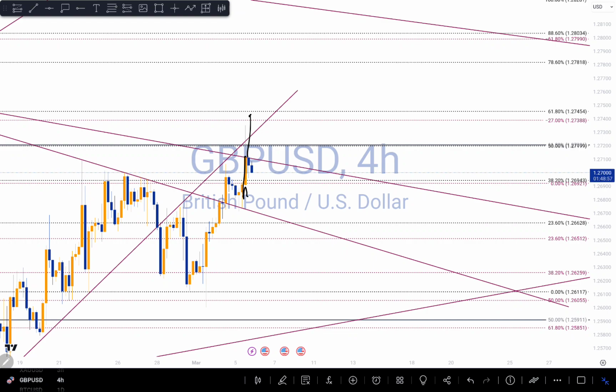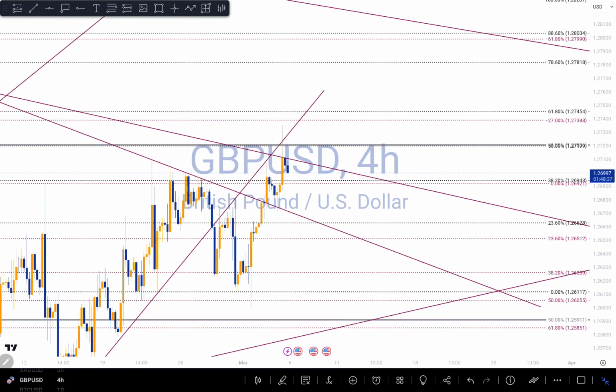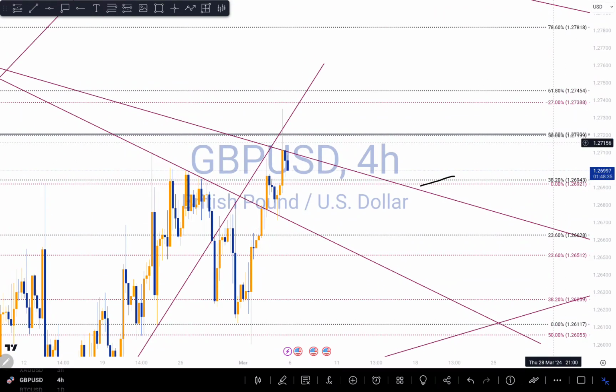But we know that if you've been watching how GU price action is, majority of the time when you want to revert, it mostly shows the M or W pattern. So that's like a significant pattern I see on GU most of the time. So even if you're going to continue to push to the downside, there's still a possibility, like I said, for it to tank to the upside right here.